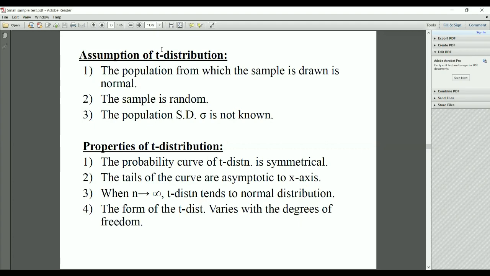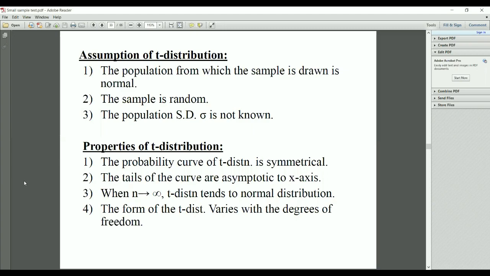The properties of the t distribution: the probability curve of the t distribution is symmetrical. The tails of the curve are asymptotic to the x-axis, and when n is infinite, the t distribution tends to the normal distribution. Generating the t distribution probability and PDF you don't have. It is a very big and very important distribution, like the normal distribution. The form of the t distribution varies with the number of degrees of freedom.